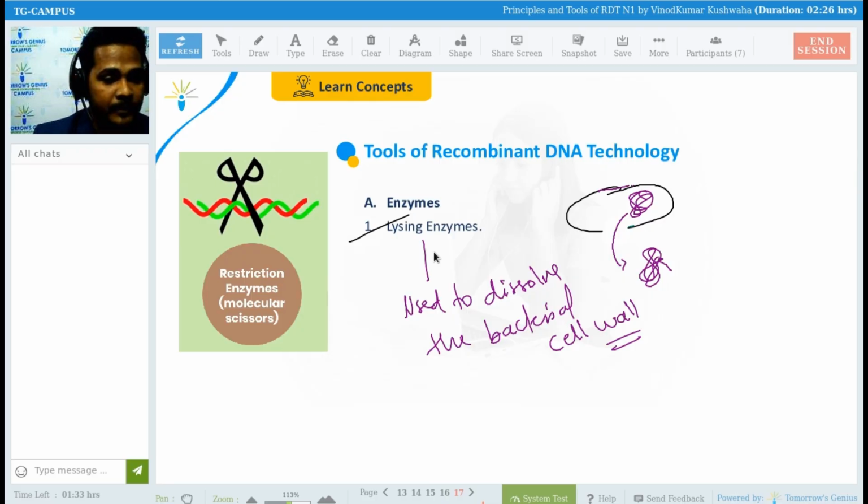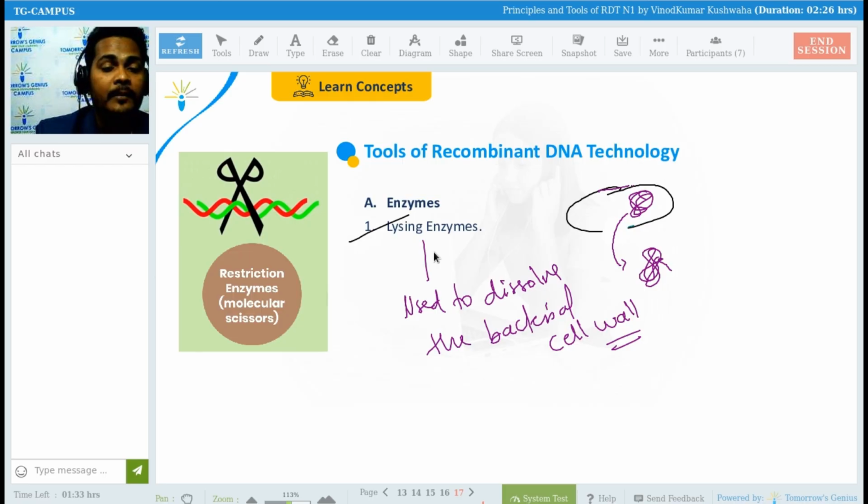Clear? Yes. No other enzyme has the capability like lysine to degrade the bacterial wall. So why do you need to degrade the bacterial wall? Because you need to isolate the DNA. Yes or no? To isolate the DNA, you need to dissolve the bacterial cell wall, and once it dissolves, then it is very simple for you to extract the DNA. So you have to keep in mind that lysine is important.